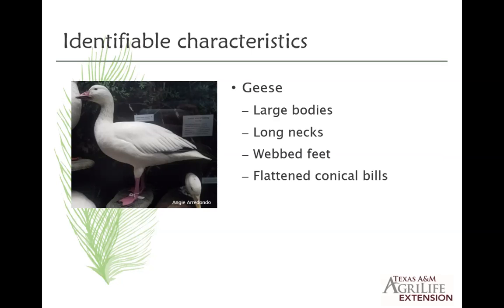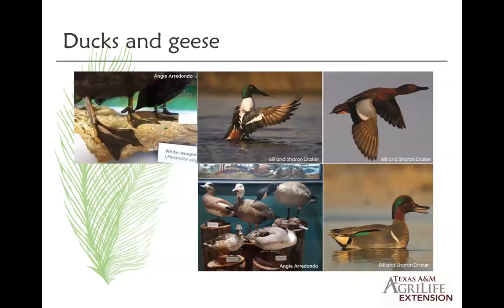We also have geese. Geese are going to have larger bodies, longer necks than ducks, webbed feet. You can see this is just a larger bird in general. Here are some more examples of some species that we have of ducks and geese. You can see the geese in the bottom middle picture are going to be just a little bit bigger than our duck species are. You can see the webbed feet, the speculum.